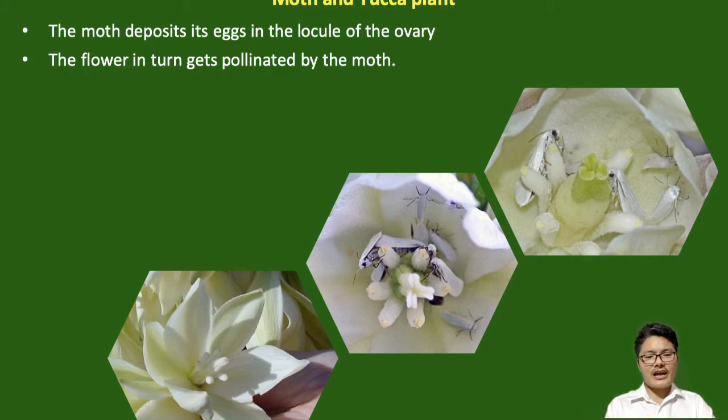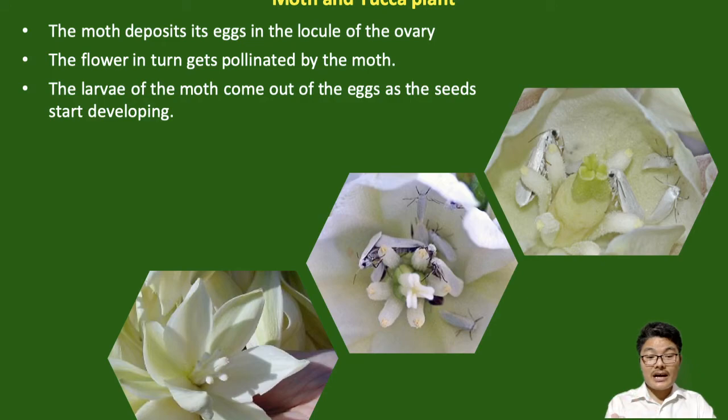There is also pollination done by the moth to the yucca plant, as the moth tries to find the most suitable flower to lay its egg. It has to visit different flowers. So in a way, there is transfer of pollen grains which stick to the body of the moth. After laying the egg, the larvae of the moth come out from the floral parts after the formation of seeds. As the seeds start developing, the larvae come out from the egg.